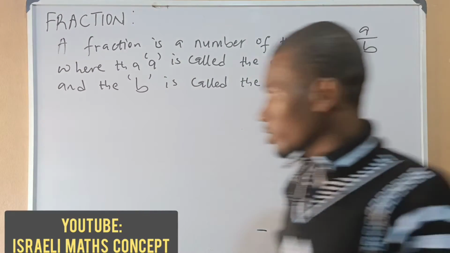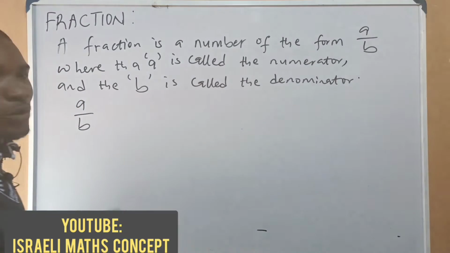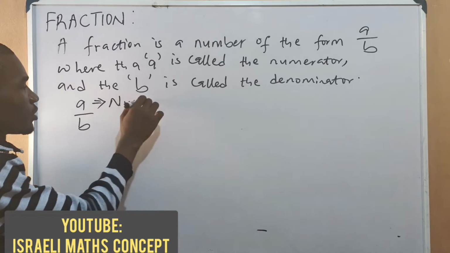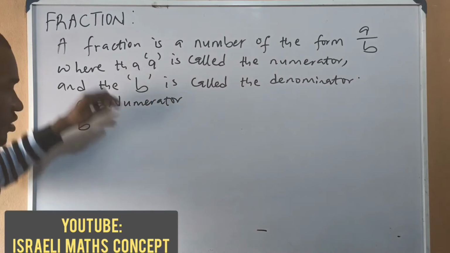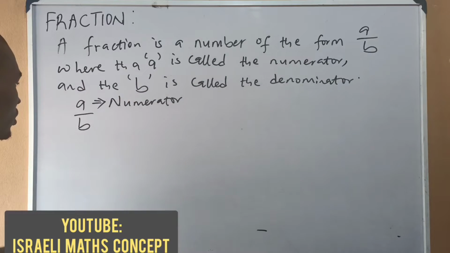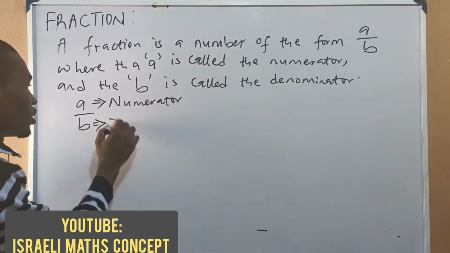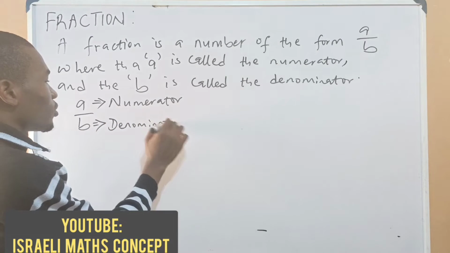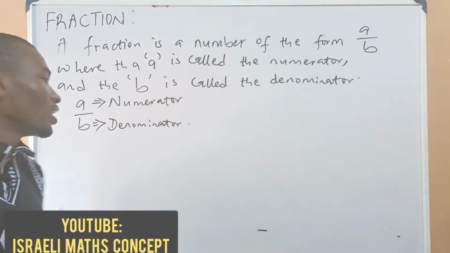So whenever you have a number of this form a over b, basically we call the a the numerator. So what is the numerator? The numerator is the part of the fraction that is on top. Then the denominator is the part of fraction that is below. So b is called the denominator. All right, this is basically the concept of fraction.